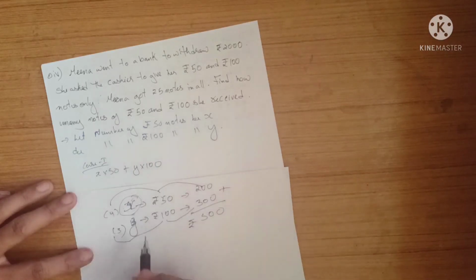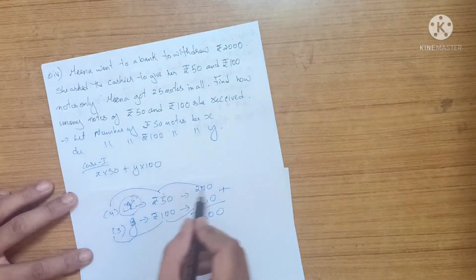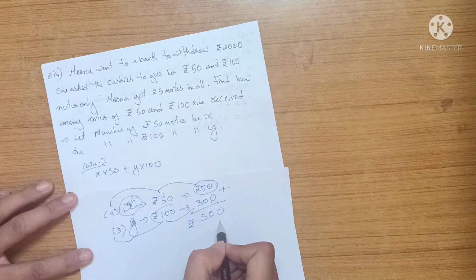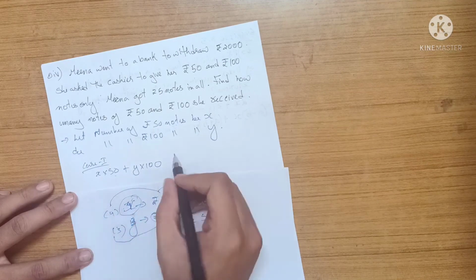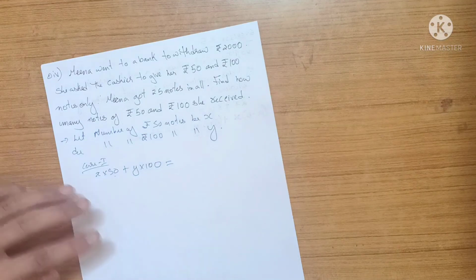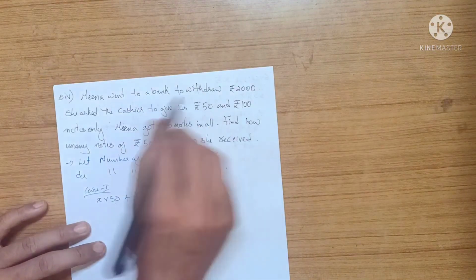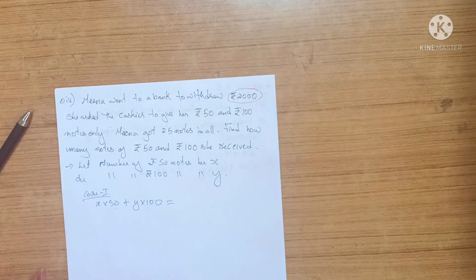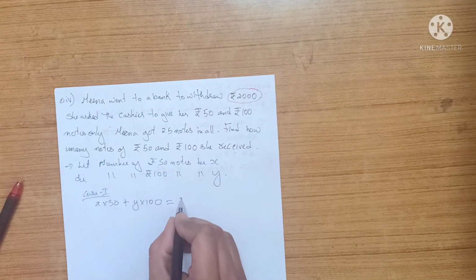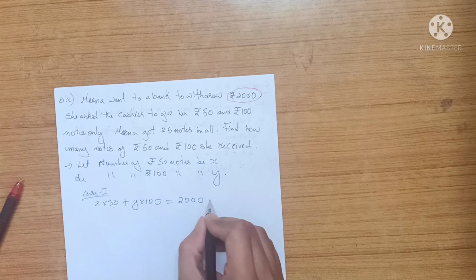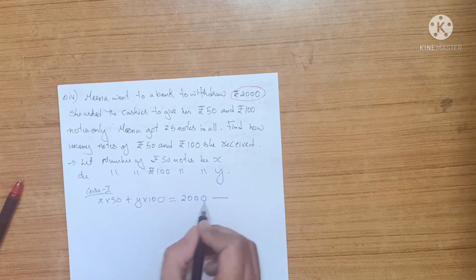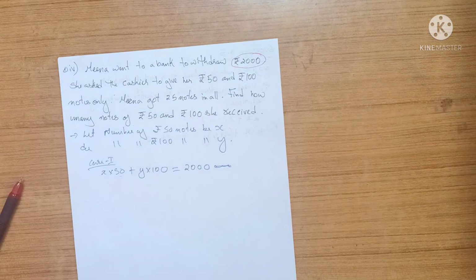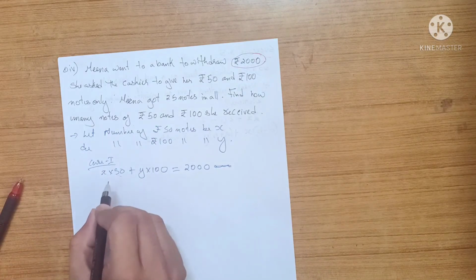right? So we multiply these two, multiply these two, and then add them. So that's the total. In this case they're saying that Mina went to withdraw 2,000 rupees in total. So the total is 2,000. So that's our case 1. Or we can take common. You can literally take this case one, but just to make calculations easier, it's always better to take common.